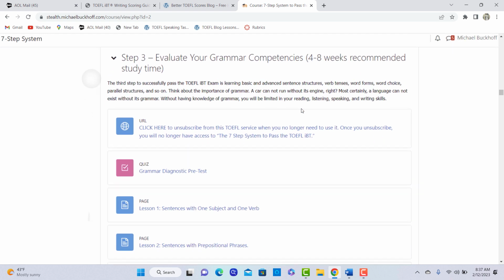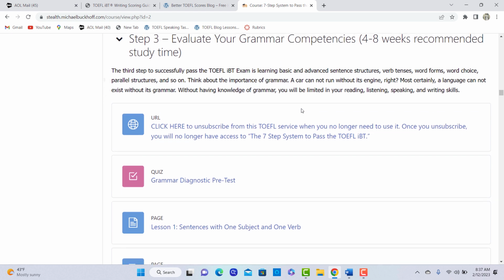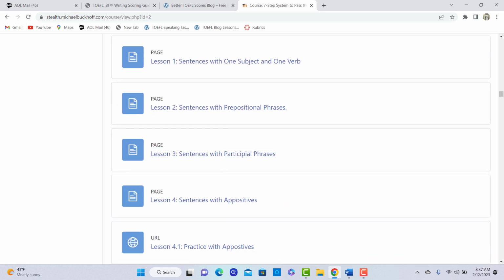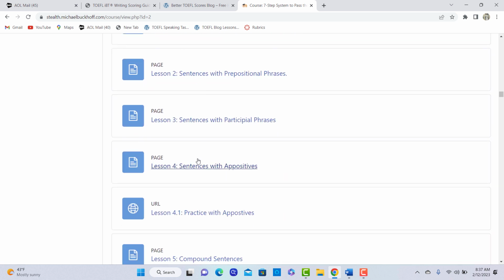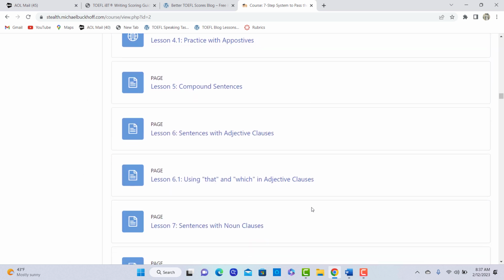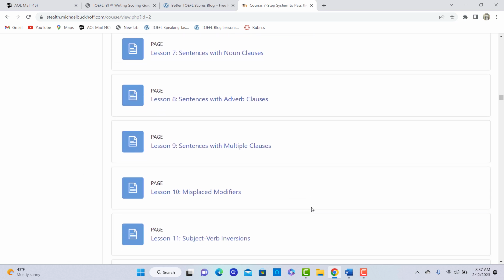Okay, I'm looking at it right now. Here's the grammar part of my 7-step system course. I think sentences with positives, lesson 4, take a look at that. 4.1, practice with the positives. Lesson 9, sentences with multiple clauses. I think that's some good grammar you should be studying right now.